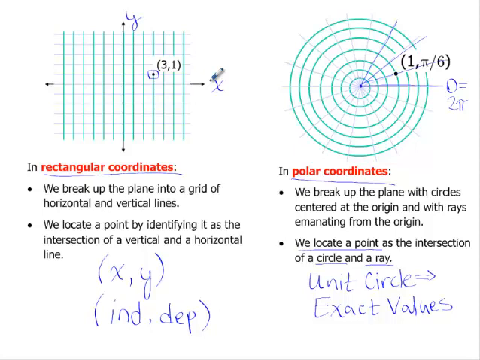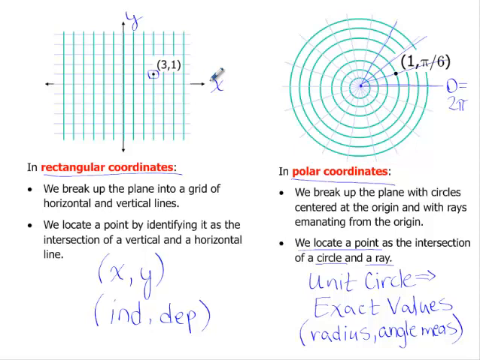We can locate a point in the polar plane as the intersection of one of these circles and a ray. So the coordinates here are the radius of the circle and the angle measure from the standard ray, which has an angle measure of 0 or 2 pi. So the coordinates look very much like coordinates that we're used to, but locating them in the polar plane is a little bit different.